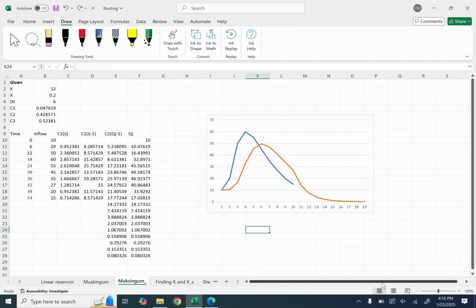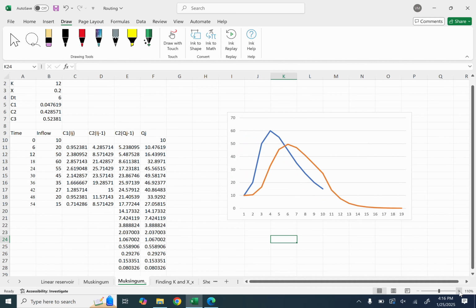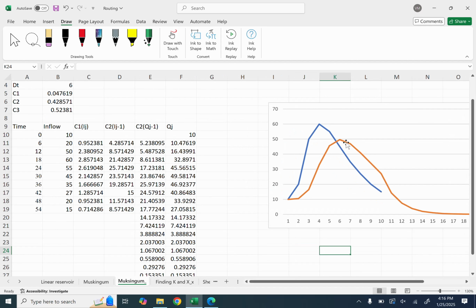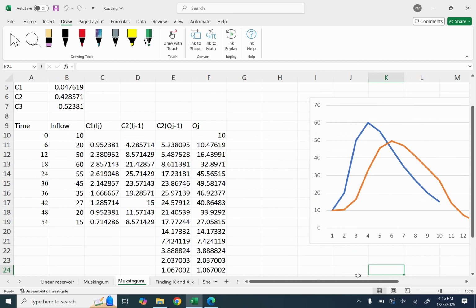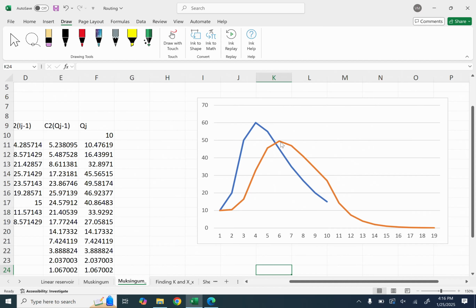Now I'm going to zoom in and show you something. If you remember, for linear reservoir, our peak was falling on the falling limb of the inflow hydrograph. With Muskingum routing, the peak actually falls outside the falling limb of the inflow hydrograph. Let me zoom in more. So you can see that this is our peak here, and the peak is outside the falling limb of the inflow hydrograph.